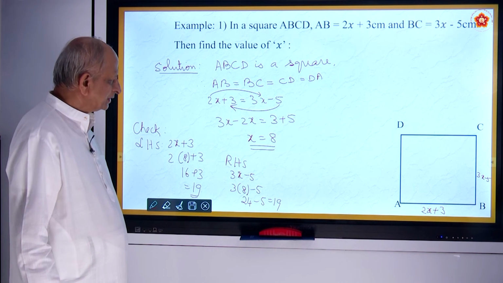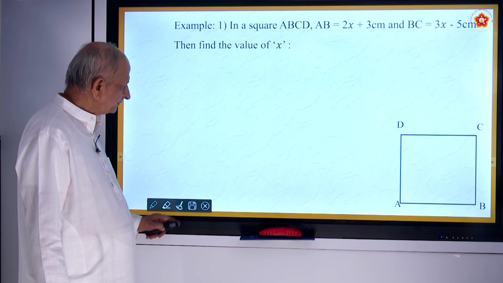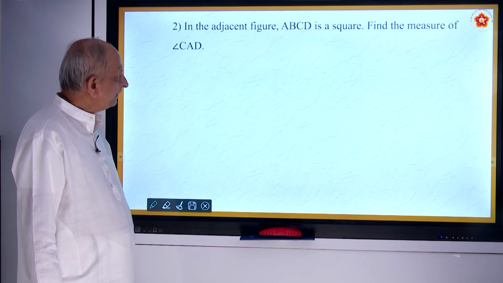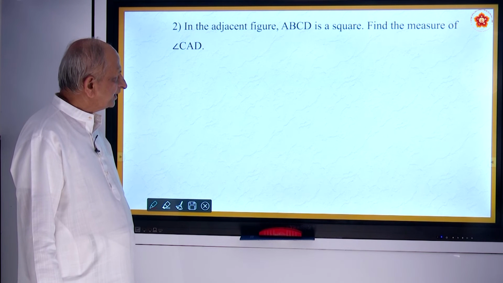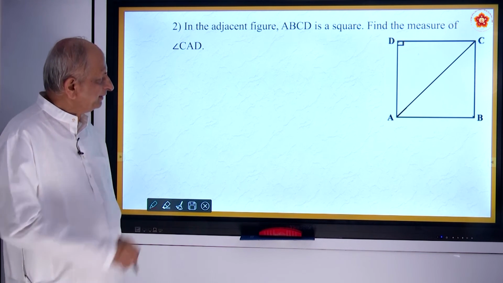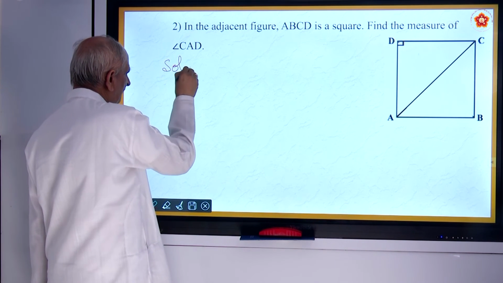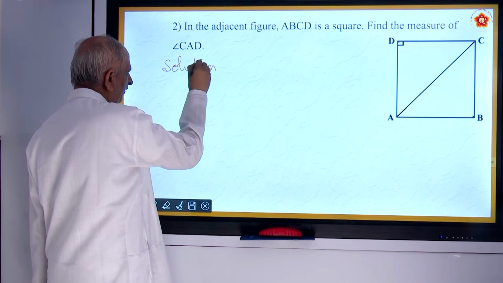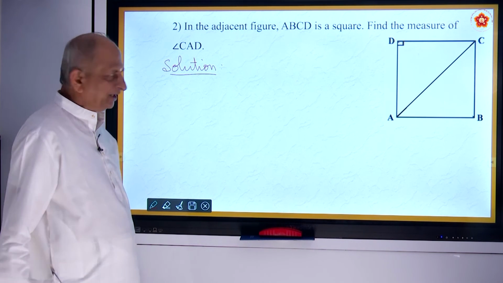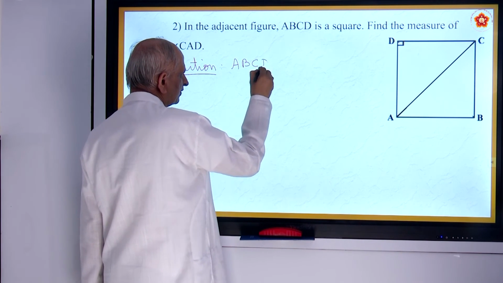Okay. So that's all the problem. You note it down. Very nice. Now one more problem. In the adjacent figure, ABCD is a square. Find the measure of angle CAD. So use the property of square. Draw a figure. Come on, all of you. What is the figure called? ABCD is a square.